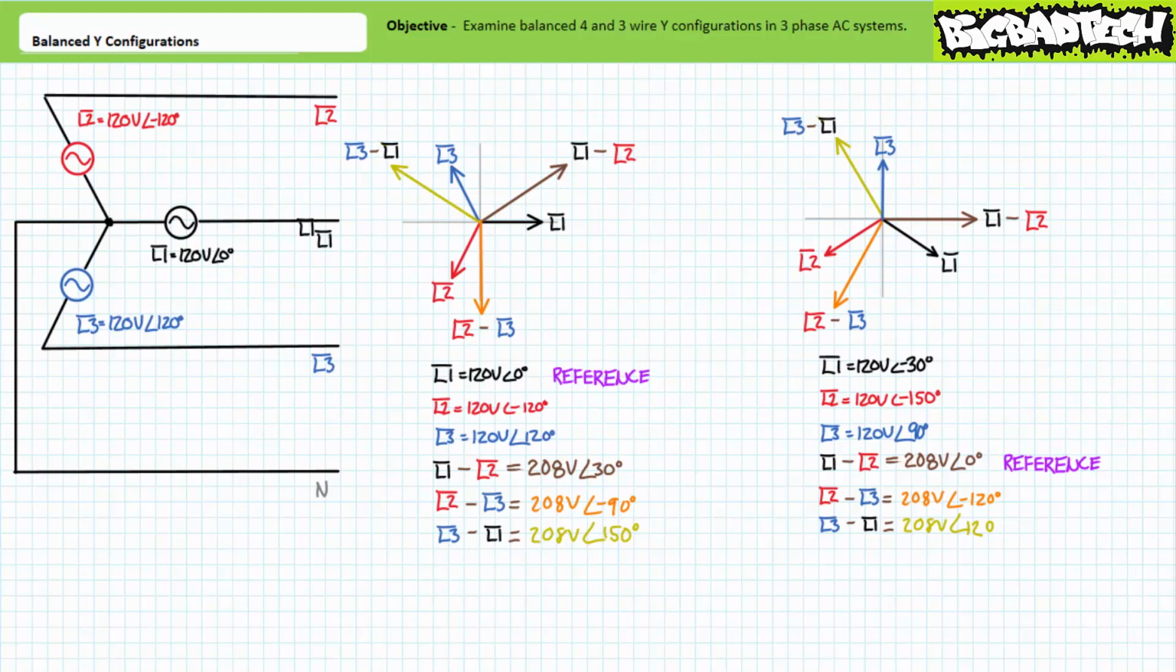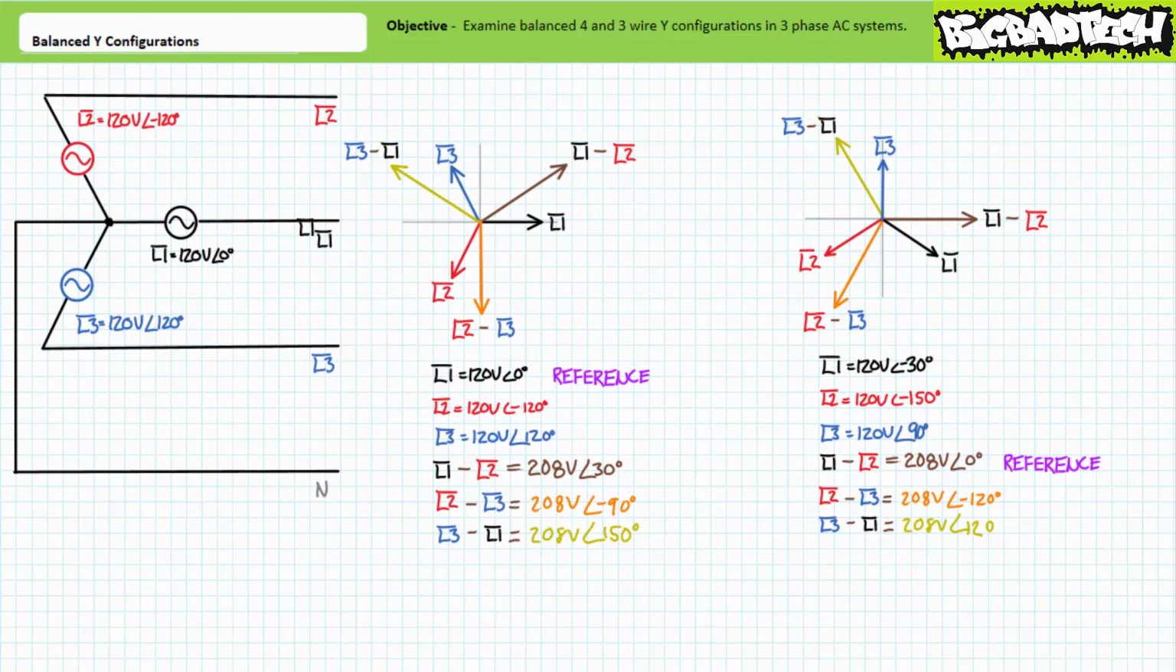Similarly, the phasor diagram on the left is identical to the one on the right, only it's been shifted 30 degrees counterclockwise, or positive 30 degrees, to account for L1 being employed as the reference.